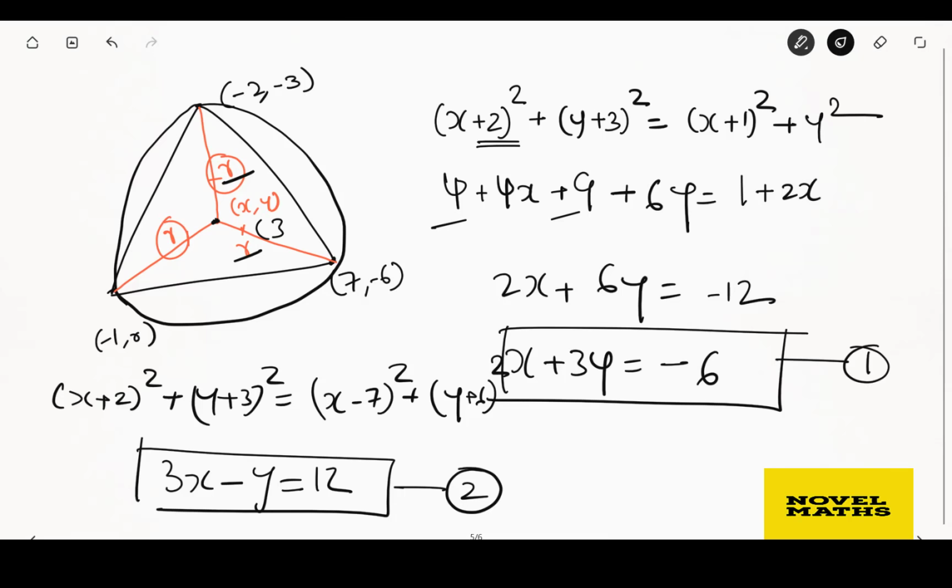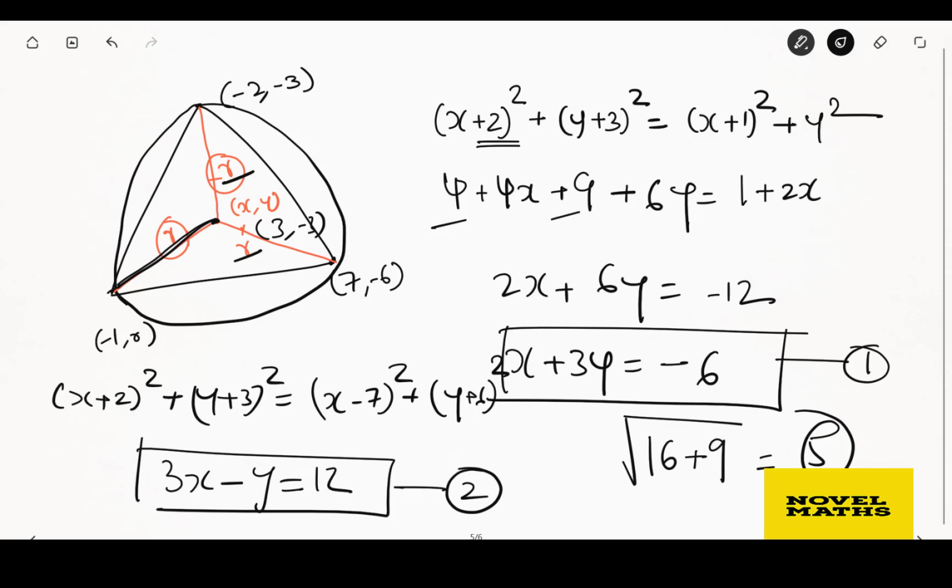Circumcenter is (3, -3). And to find the radius of this circumcenter, you just need to find the distance between the circumcenter and any of these points. For example, this one: 3 plus 1 is 4, 4 squared is 16, plus negative 3 squared, so we are left with 9. So this is 25, the square root is 5. So the answer is (3, -3), and the radius is 5.